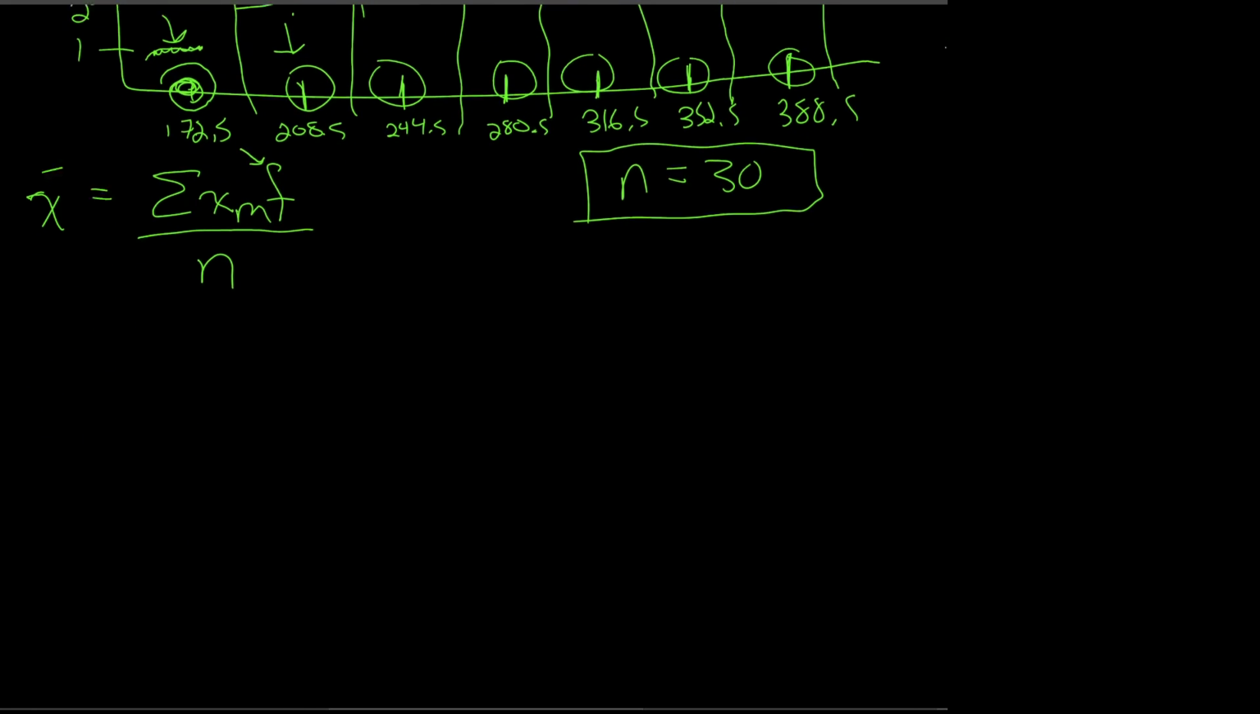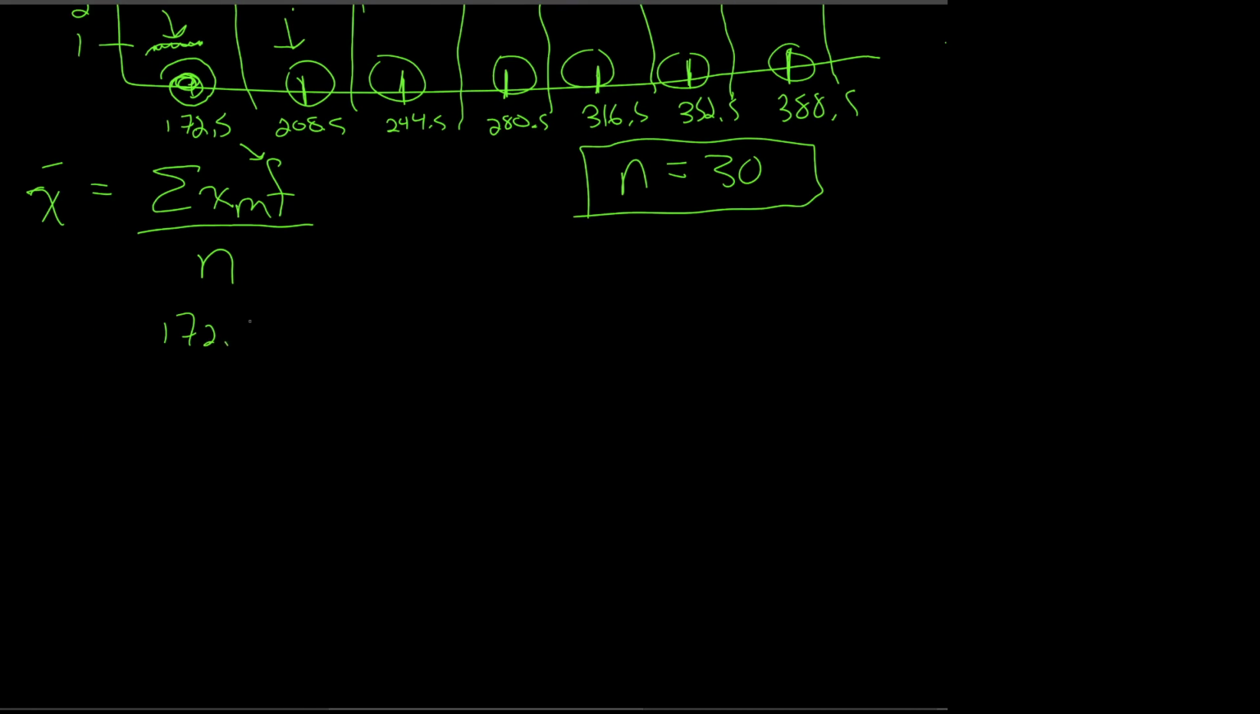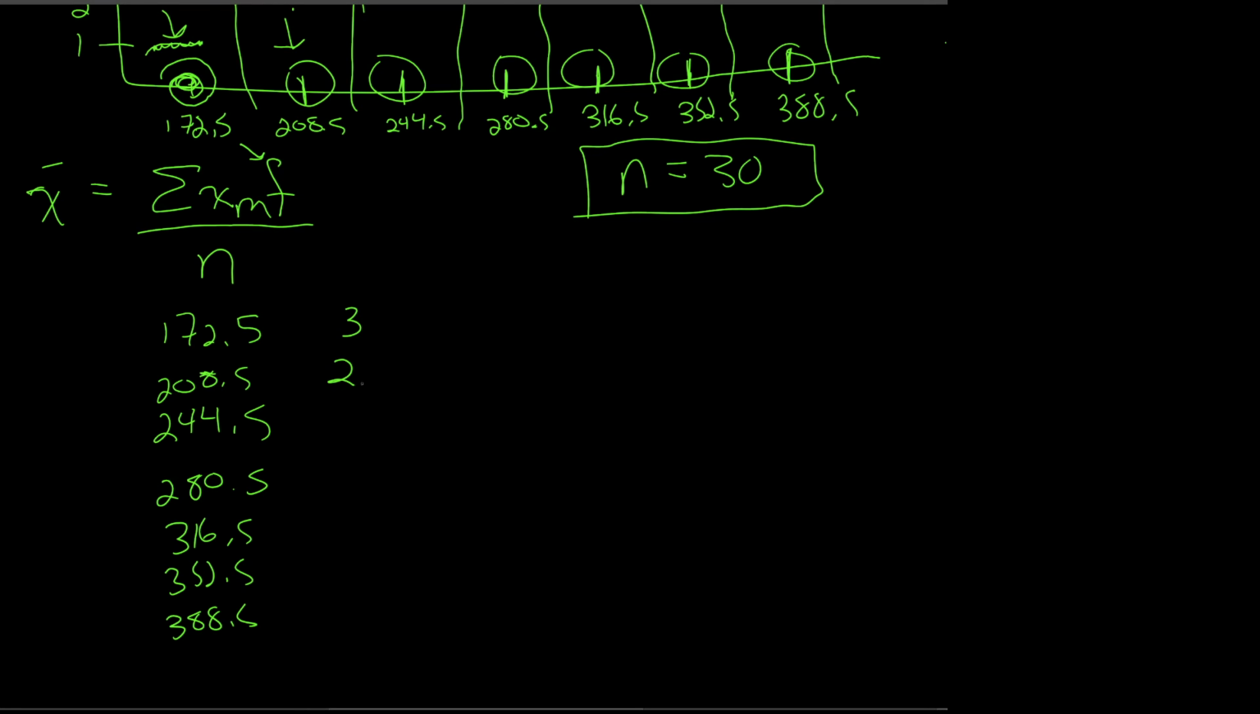Now if I replace this back into column data at 172.5, 208.5. So notice I'm taking these midpoints from this graph and I'm turning them into pieces of data. 316.5, 352.5, and 388.5. And for frequency, I had 3 of these, 2 of these, 5 of these, 6, 7, 4, 3. So that was my frequency. Now, remember n was equal to the sum of the frequencies, which in this case is 30. And so I need to make a column of my x values.